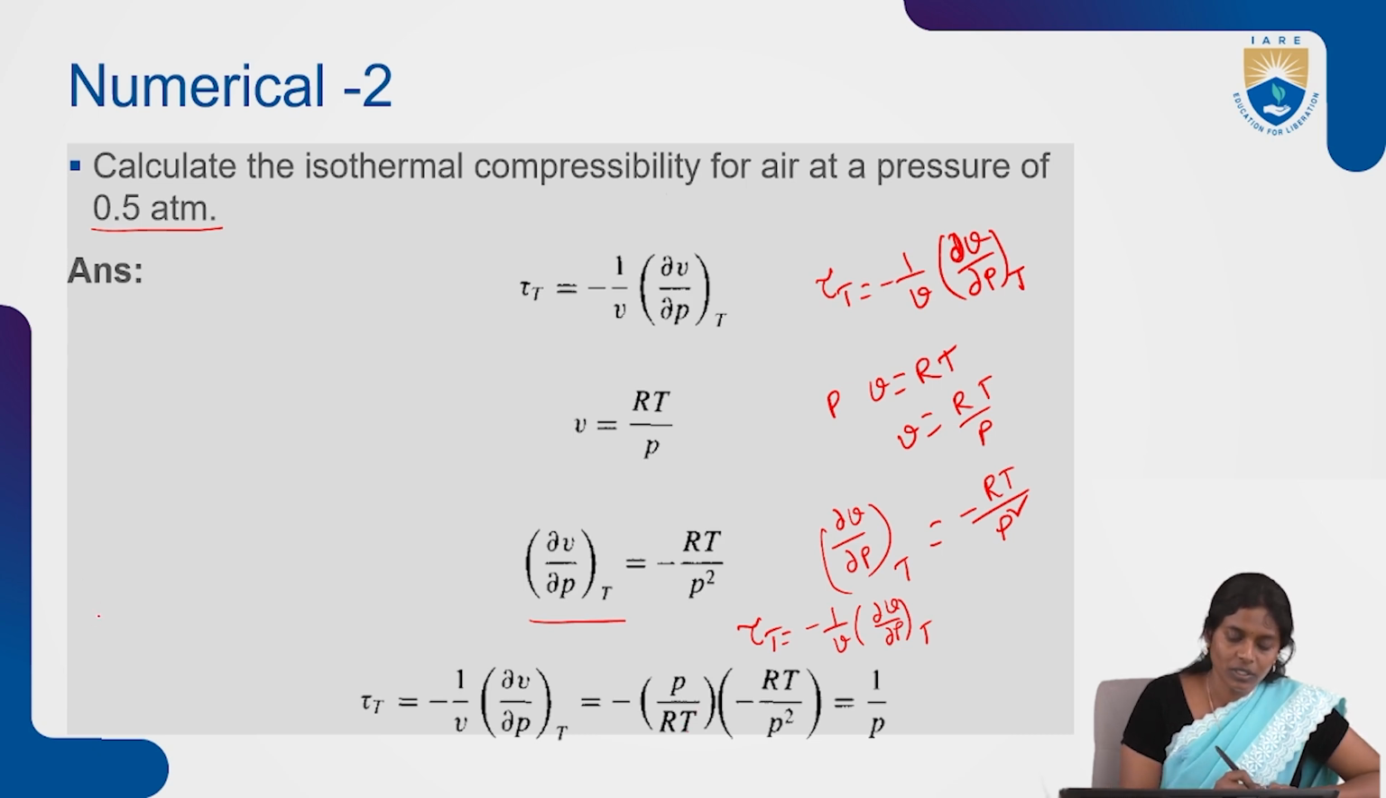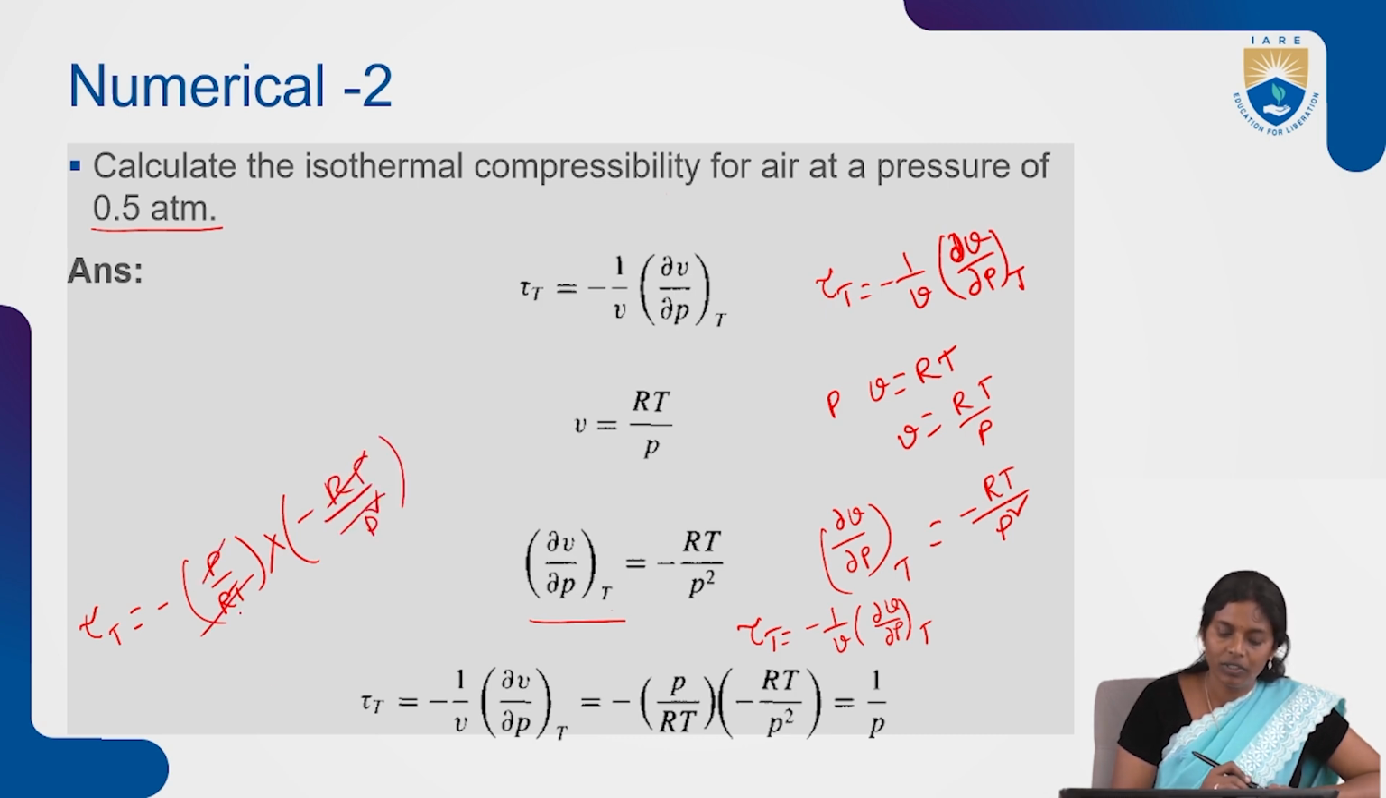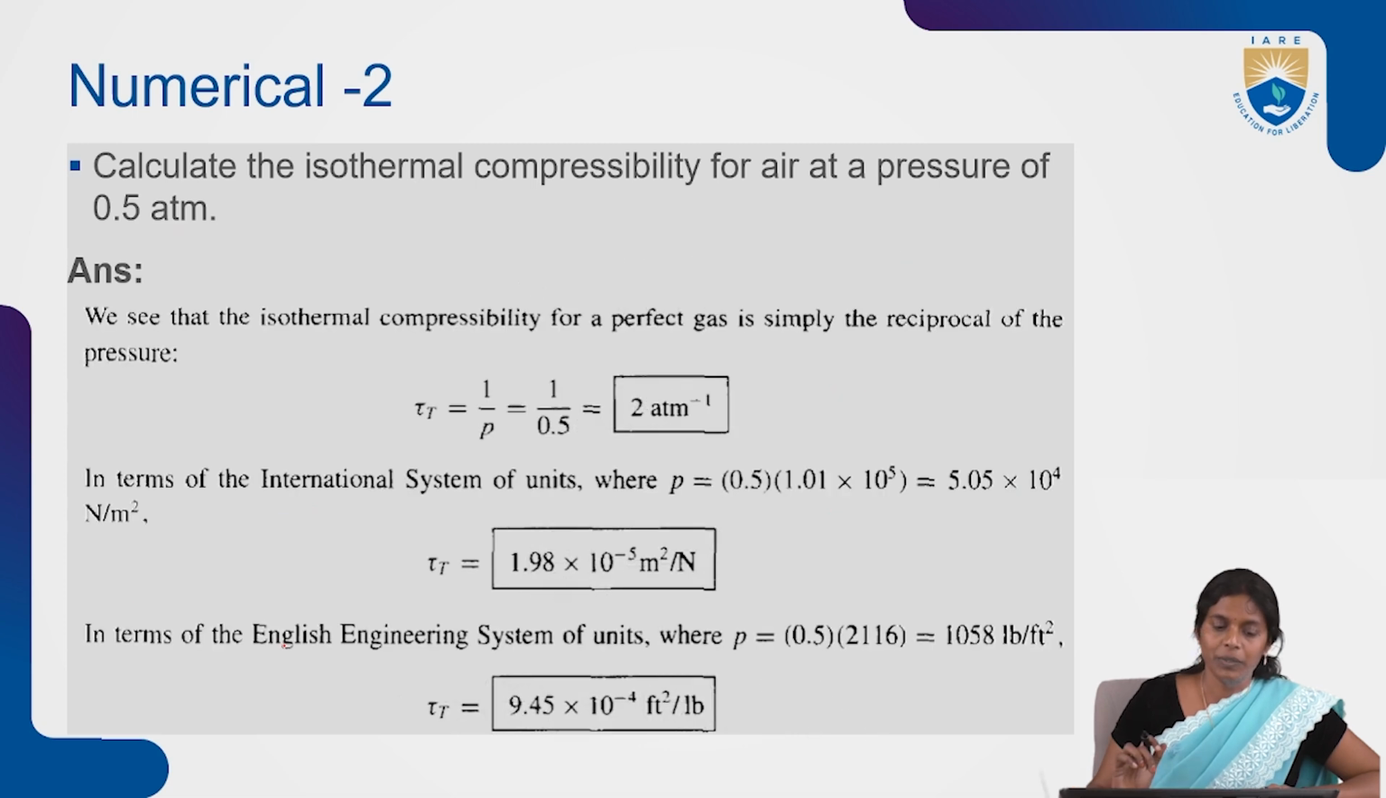So if you are substituting, tau T equals minus of V, where V is RT by P, so P by RT into dou V by dou P at constant temperature T, which is nothing but minus RT by P square, right? Now RT gets cancelled out, one P gets cancelled out, and minus into minus is plus. So tau T equals 1 by P. Now what we got? Tau T equals 1 by P, right?